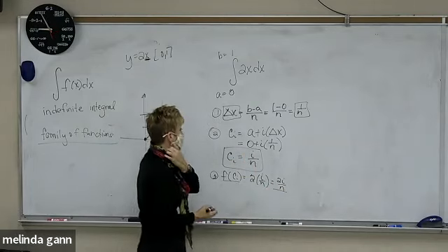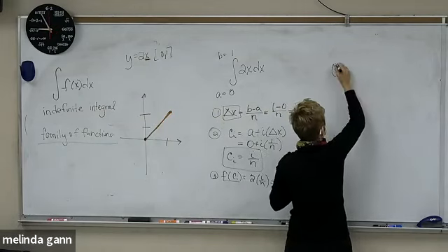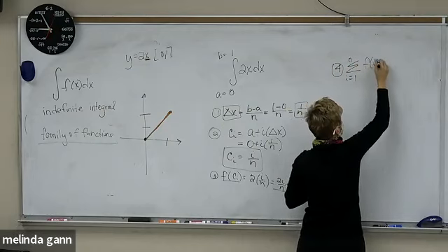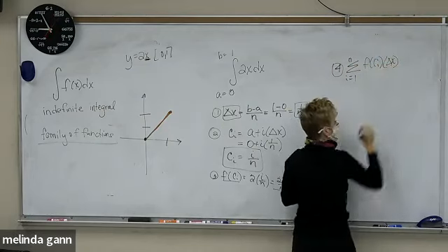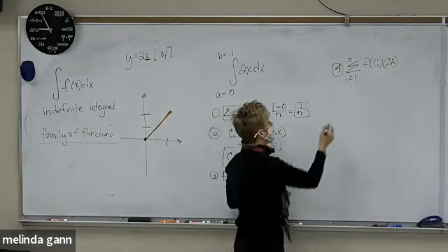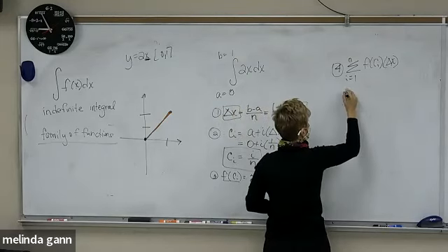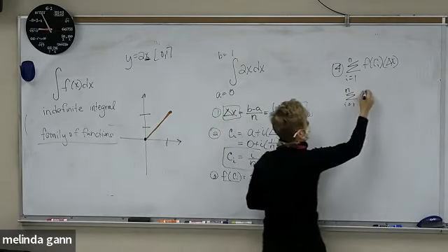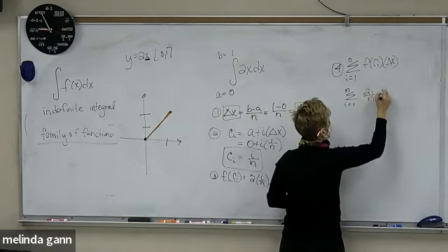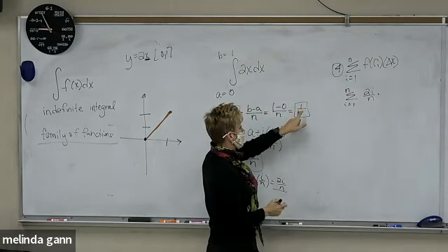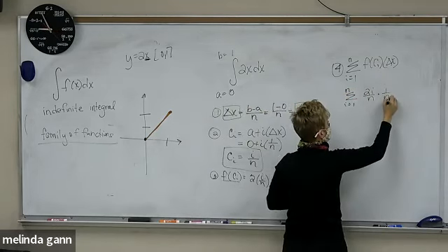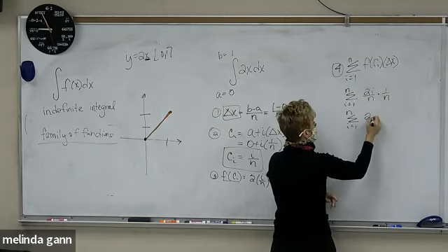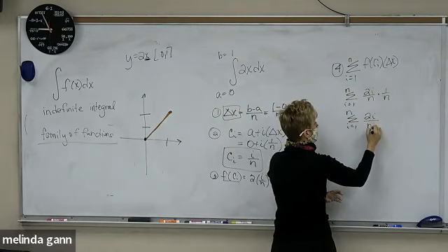What's my fourth step? That's that long one, isn't it? So I'm going to sum from i equals 1 to N of f of c sub i times delta x. What's my f of c sub i? What did we agree it was? 2i over N times delta x, which is 1 over N. So I'm going to sum from i equals 1 to N of 2i over N squared.